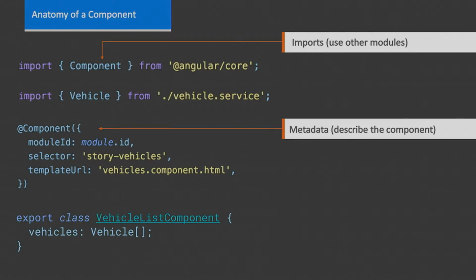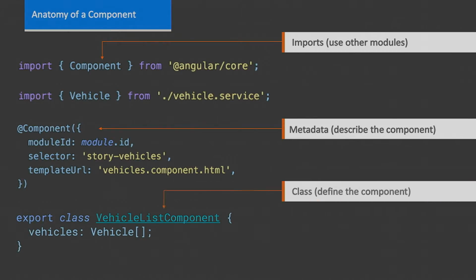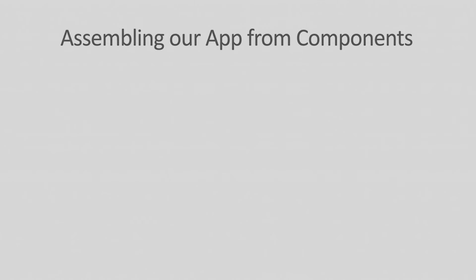And in this case, our component is just a class. We create a class, and it has a list of vehicles. It's an array of vehicles. And the nice thing about this is it's just a class. There's nothing special about it. It's a class that has an annotation or a decorator giving it some metadata.